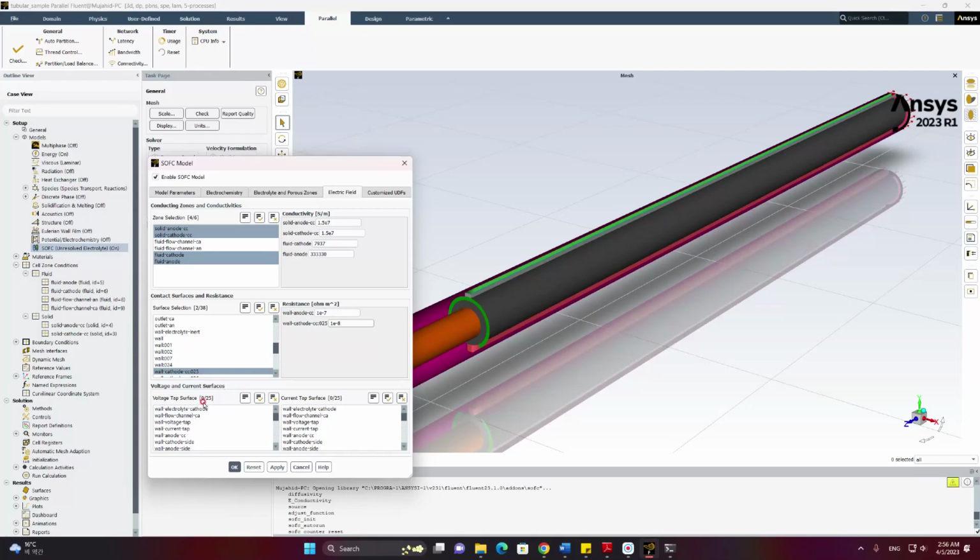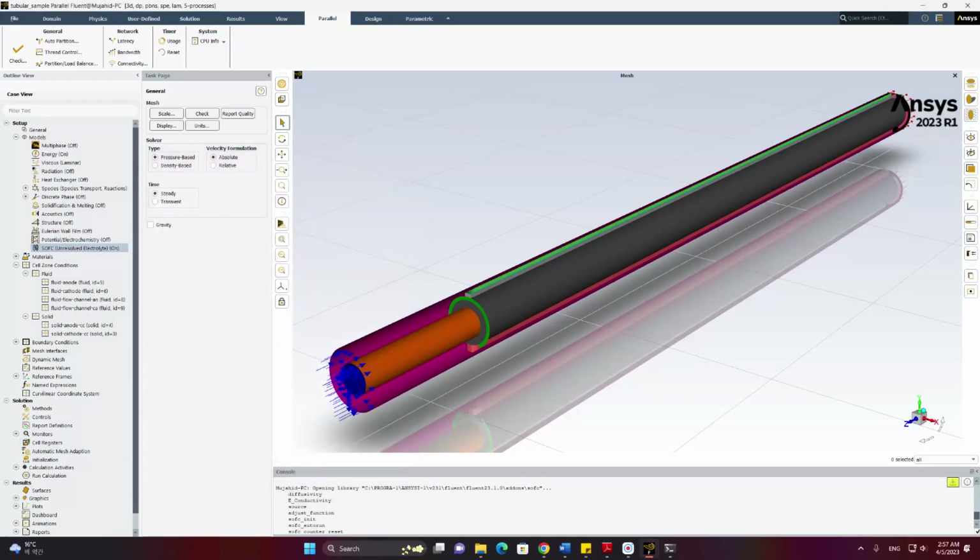Now this is very important: voltage tap and current tap. Voltage tap surface, during the meshing they defined these surfaces and applied them. Okay, so this is defining the electrochemistry, and for this it is important to show from this model where these boundary conditions actually are.